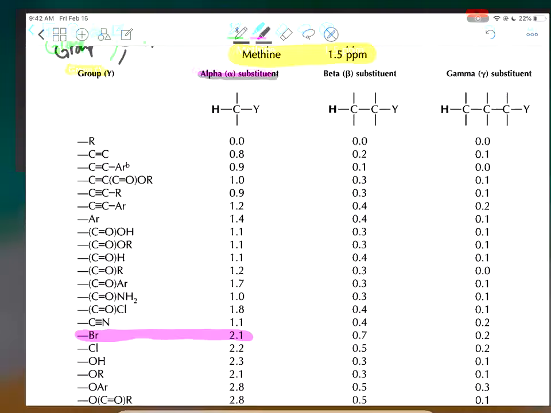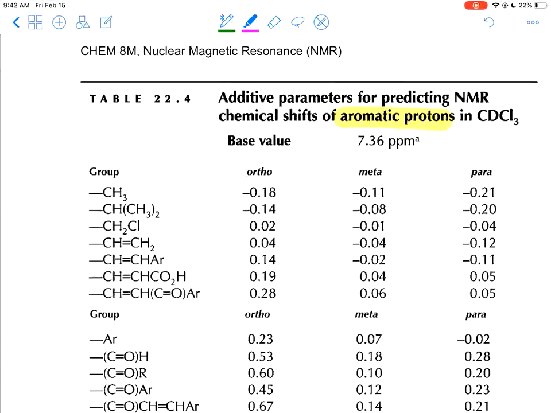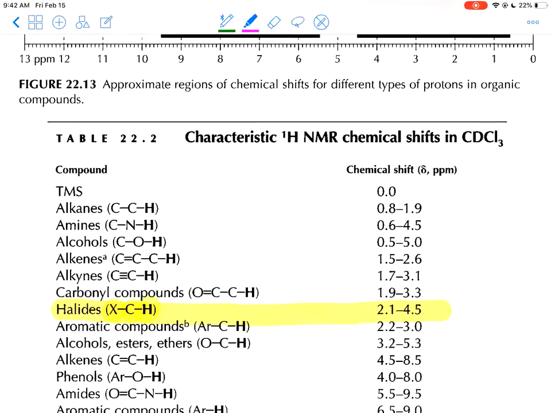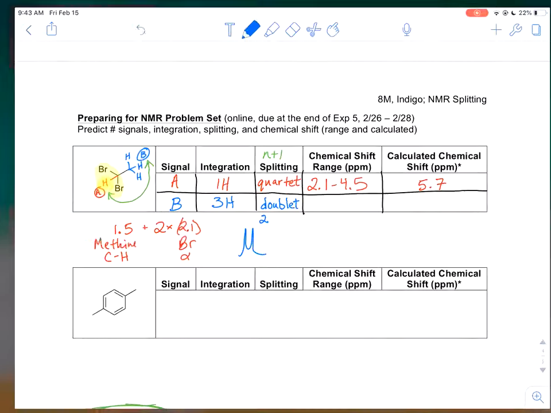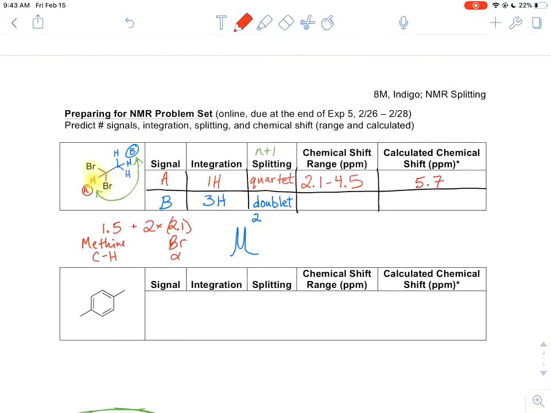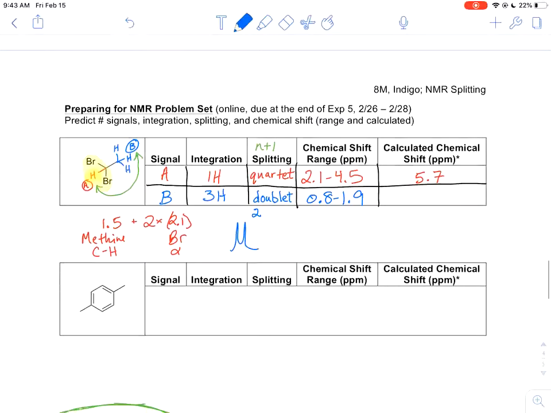So we go back to the first NMR table. We find just regular old alkanes come between 0.8 and 1.9. So there's not a range here for where it's a hydrogen next to a carbon that's attached to a bromine. This is just the alkane range. So that's the general range again, 0.8 to 1.9. Now we're going to take into account that we have a methyl group.